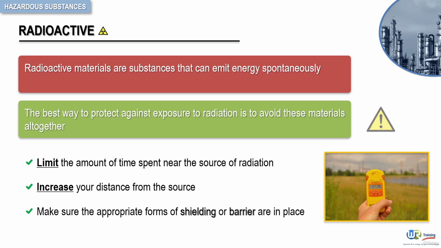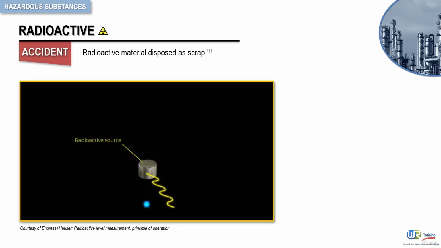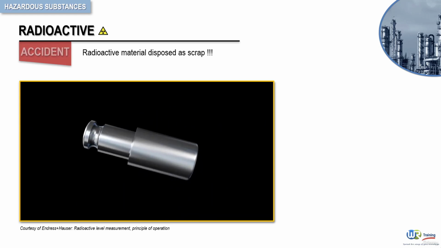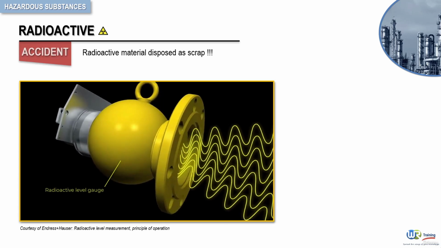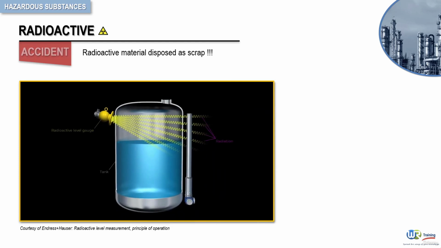Okay, let me now provide a real example that occurred at our refinery and which illustrates how accidents involving radioactive substances can occur. In this example, a radioactive material was disposed as scrap. A radioactive level gauge on a tank was to be replaced with a non-radioactive level measurement device. The person in charge instructed 2 craftsmen at our facility to remove the level gauge equipment entirely, thinking that the radioactive source had already been extracted.